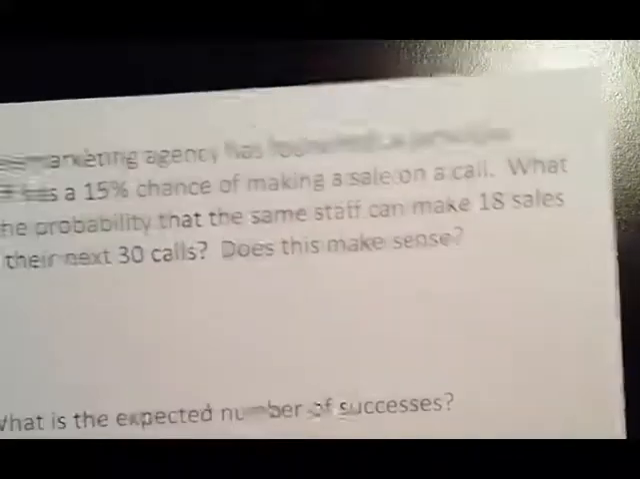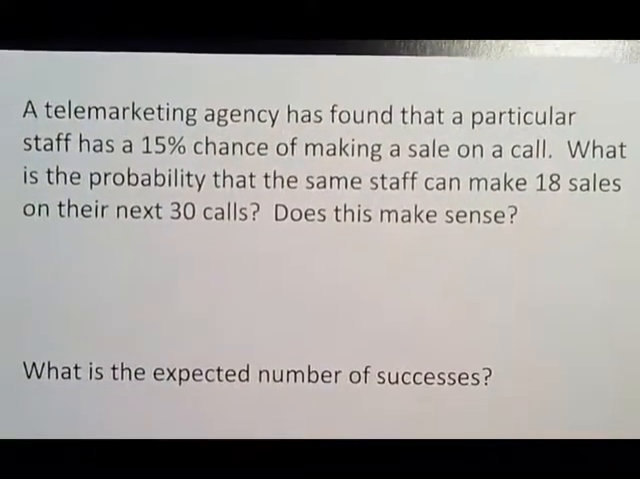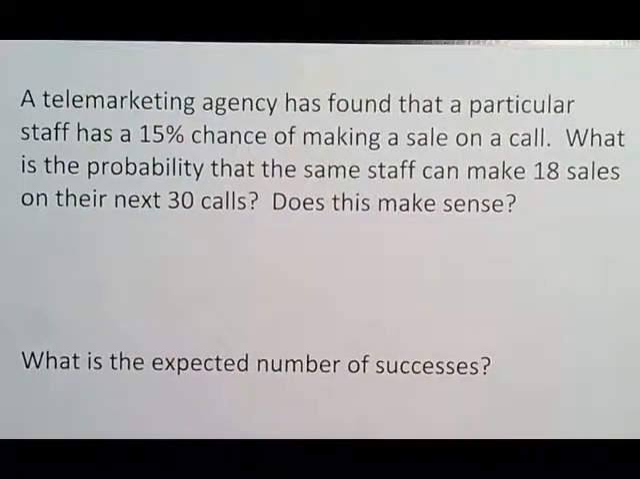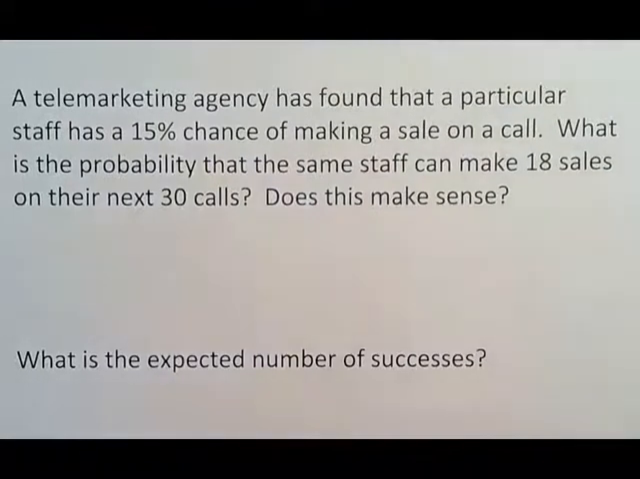So the majority of our work is going to be on this one question here. A telemarketing agency has found their particular staff has a 15% chance of making a sale on a call. What is the probability that the same staff can make 18 sales on the next 30 calls? So let's do this real quick following that process.